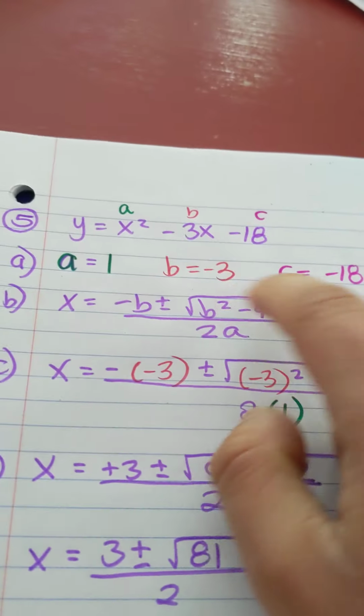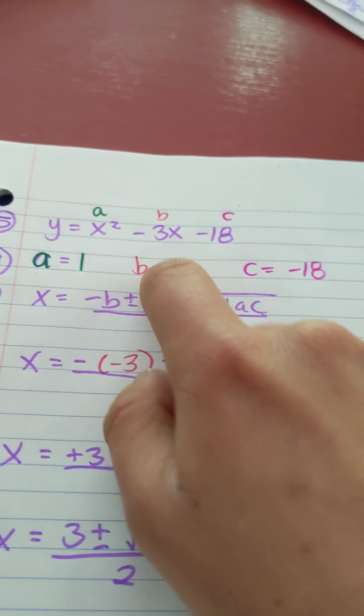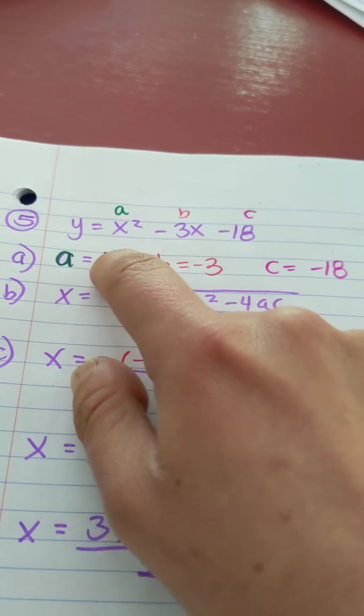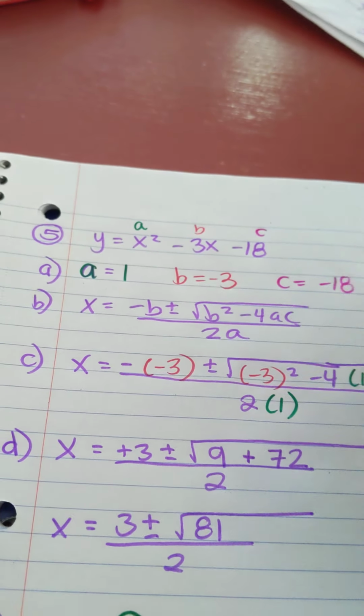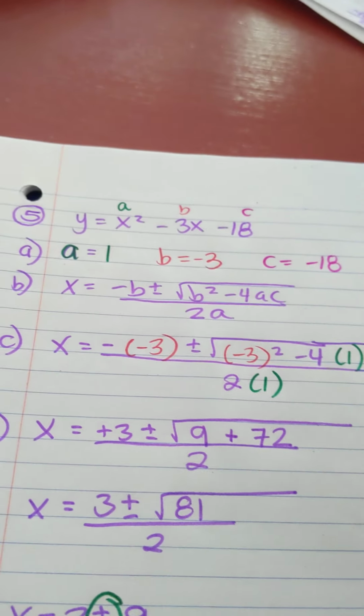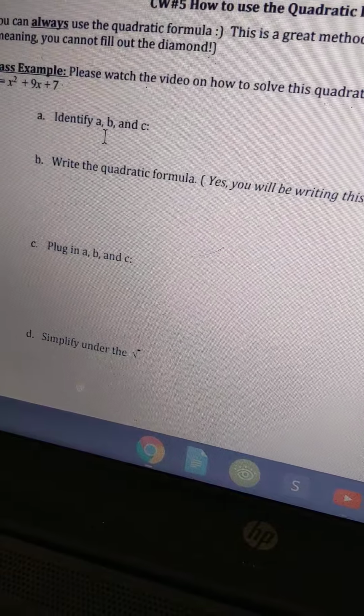I know with factoring I said our B was -3x and A was x squared, but in reality, A, B, and C are just the numbers in front of the x. So your A, B, and C should not have an x. Part B says, write the quadratic formula. Yes, I want you to write it every single time. It'll help you memorize it, okay?